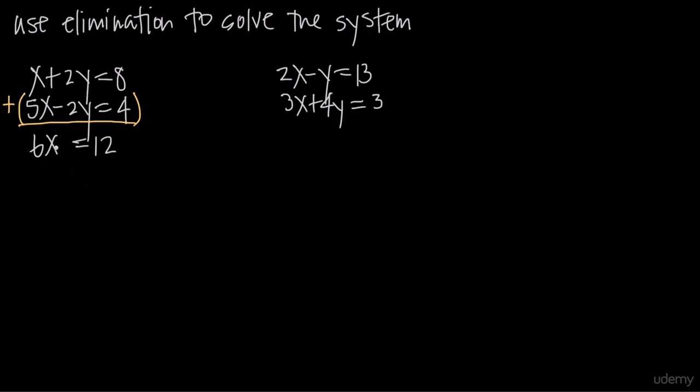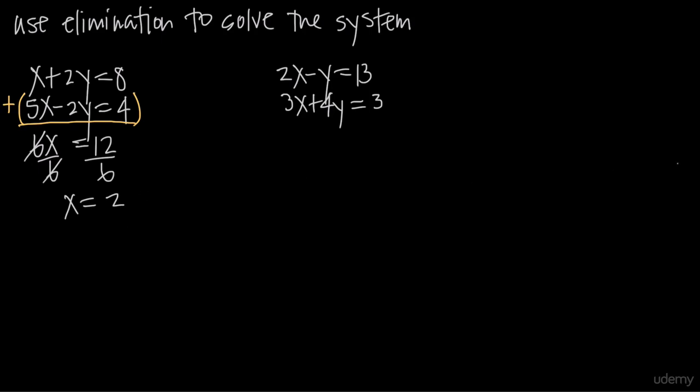Now we can solve for x. We have 6x equals 12. We want to divide both sides of the equation by 6 so that the 6 cancels from the numerator and denominator. So we're just left with x on the left, and we get x equals 12 over 6, or 12 divided by 6 is 2.